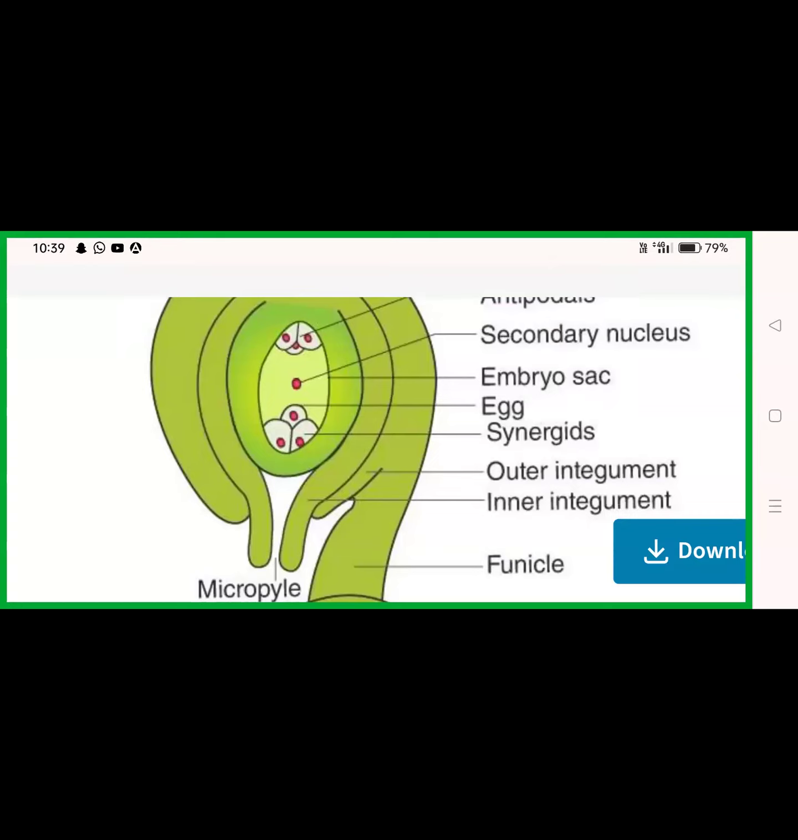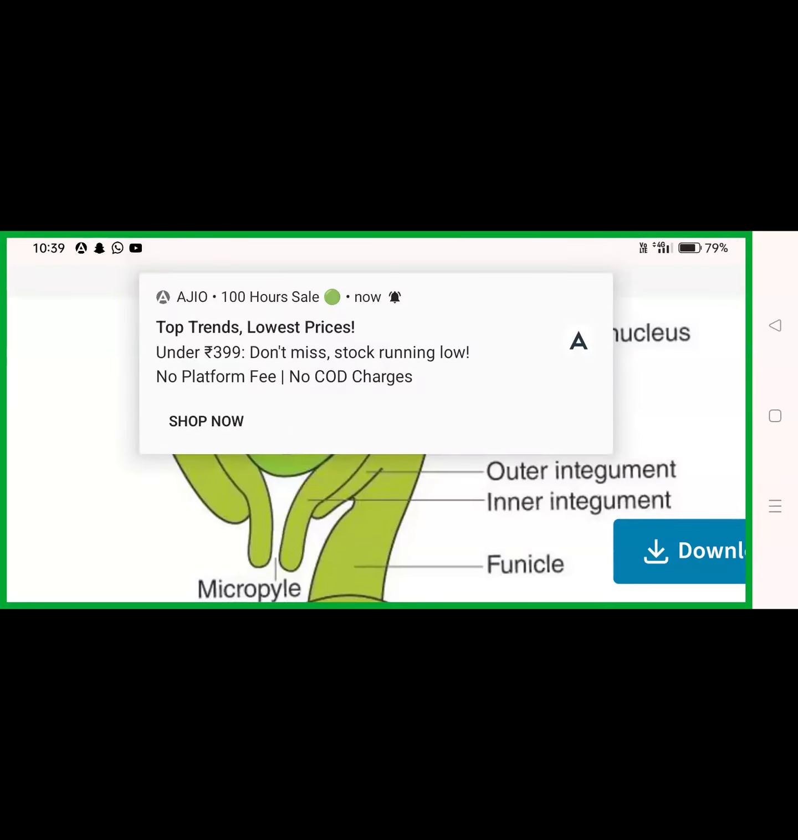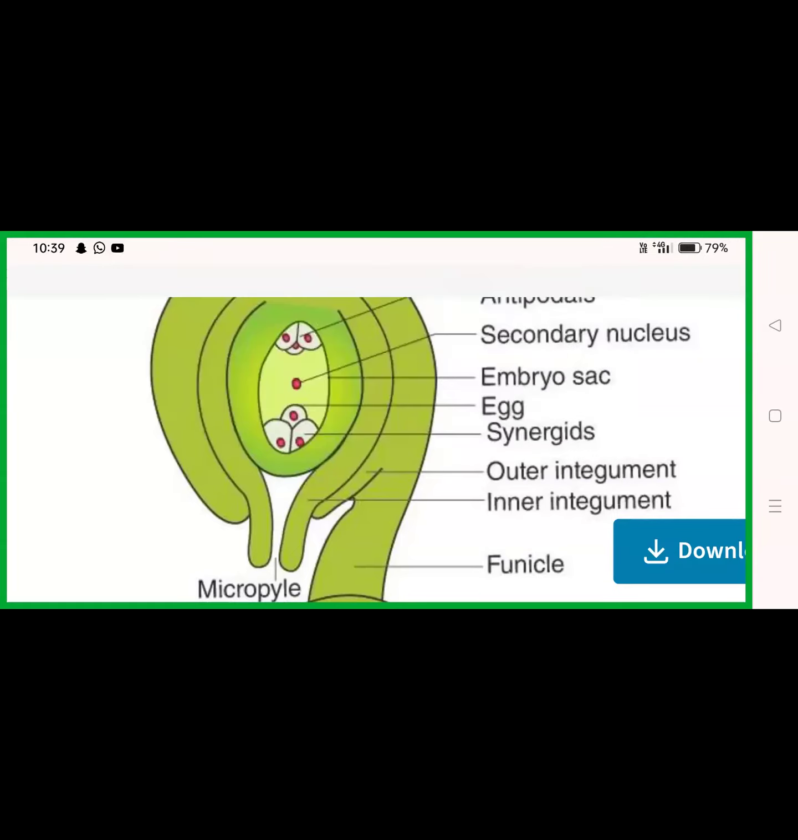And the next, the central cell. It is the larger cell of the embryo sac and the mother cell of the endosperm. This cell has two polar nuclei which remain present in the center of the cell. Okay, so that is the central cell.